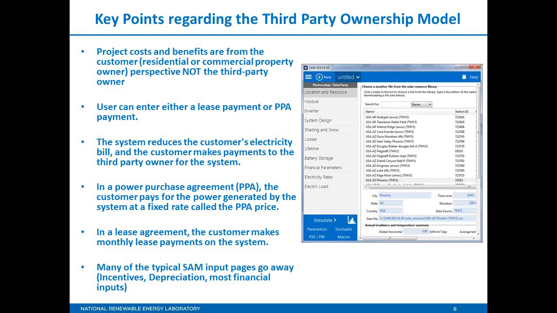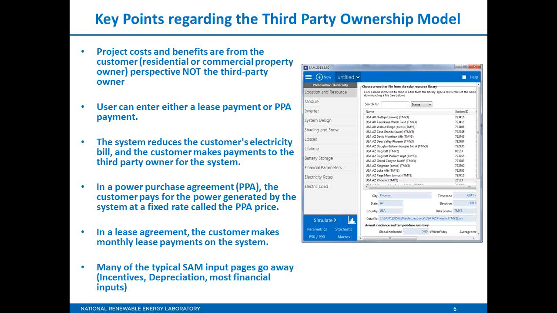So going forward on other key points related to third-party ownership, we have set it up so that the user can enter either a lease payment or a PPA payment. So you have, in perspective, gotten a bid or signed a contract with a third-party owner, and you can enter that price that you have agreed to with them into SAM and then do analysis from there.